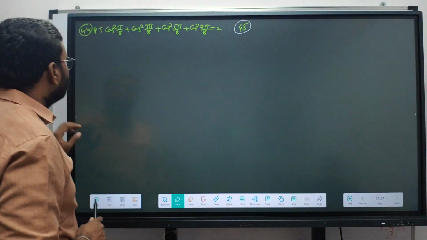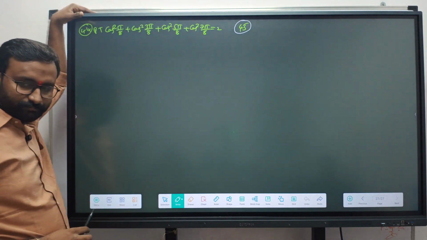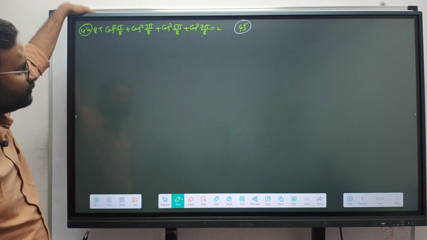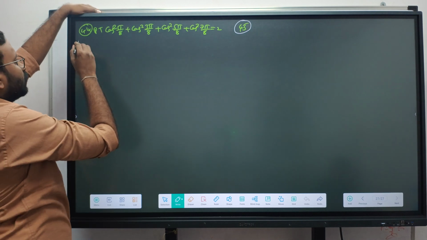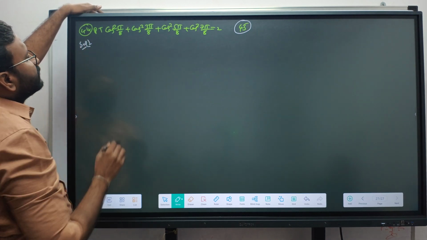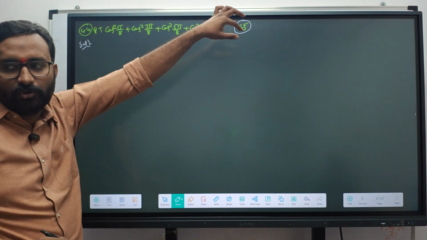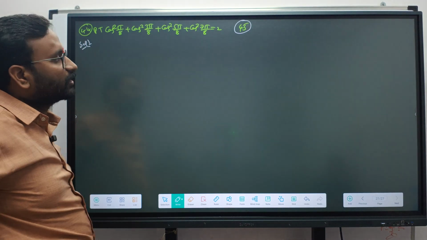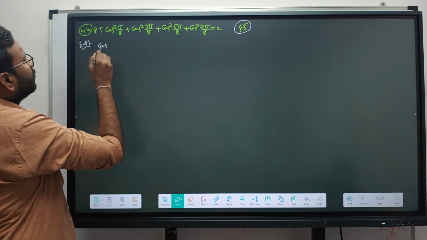Right, see one more question. Prove that this plus this plus this plus this is equal to 2. Solution: already we solved this type of question with power 4 equal to 2 by 3 or 3 by 2, right? But here with power 2 it is asking to prove only 2. Same process.